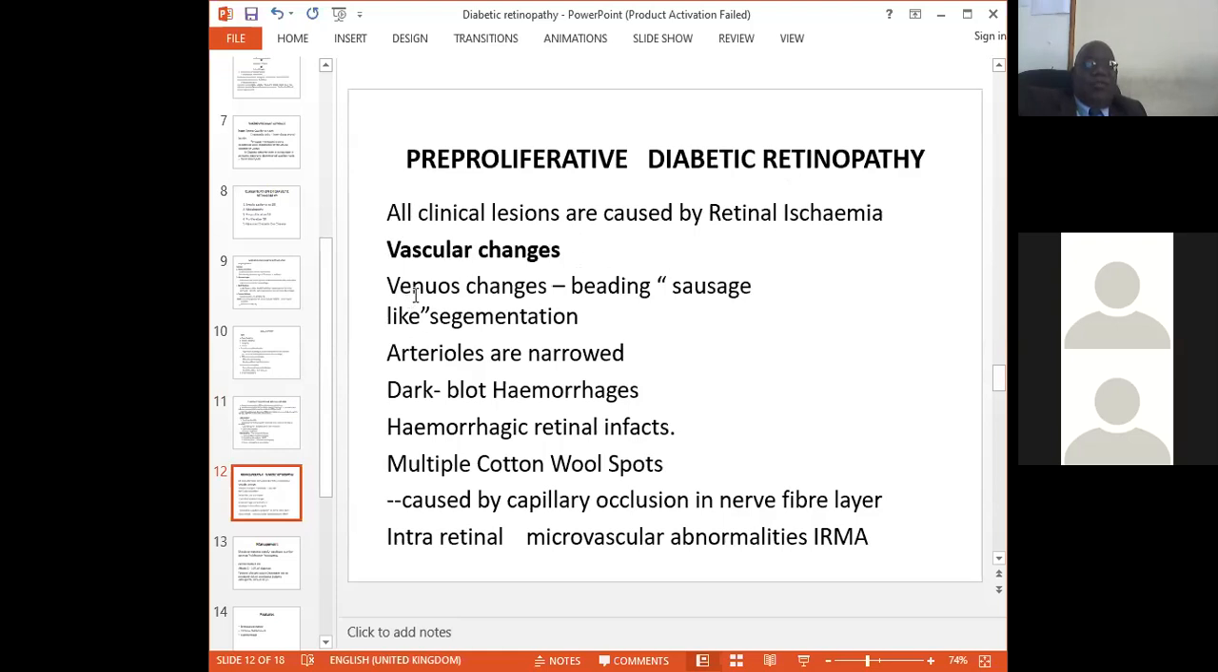Vascular changes, you have venous changes like beading. Beading, you look at some of the vessels, they are dilated, constricted, dilated, constricted. That's what is called beading, like beads, those who thread beads. Or sausage-like segmentation. You know, a sausage, they are narrowed in between.